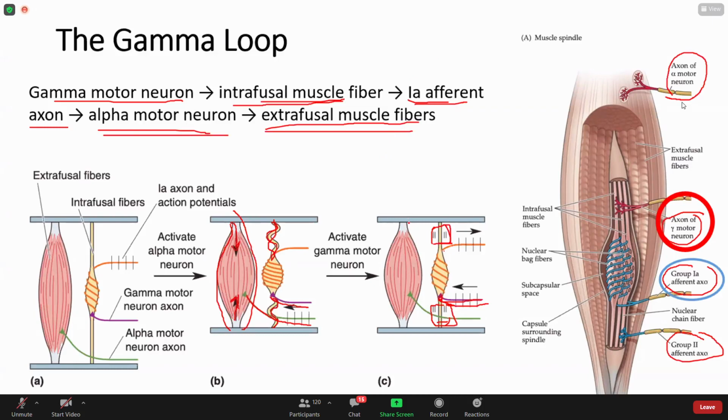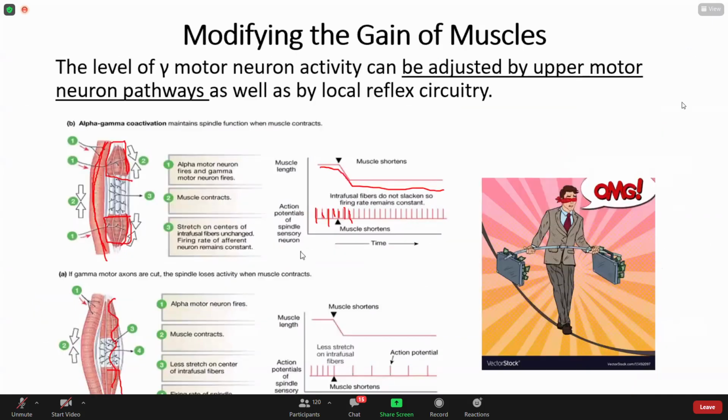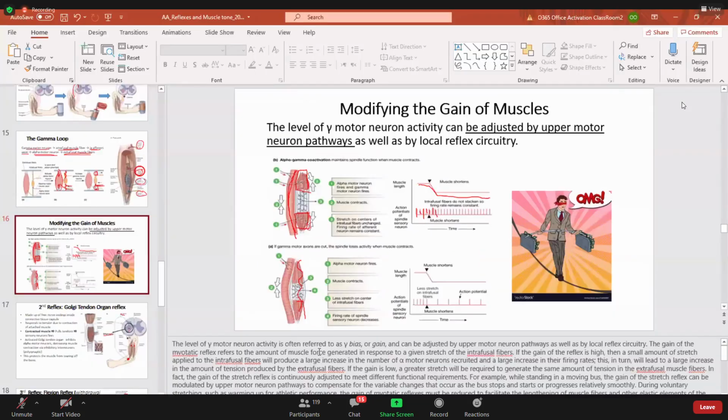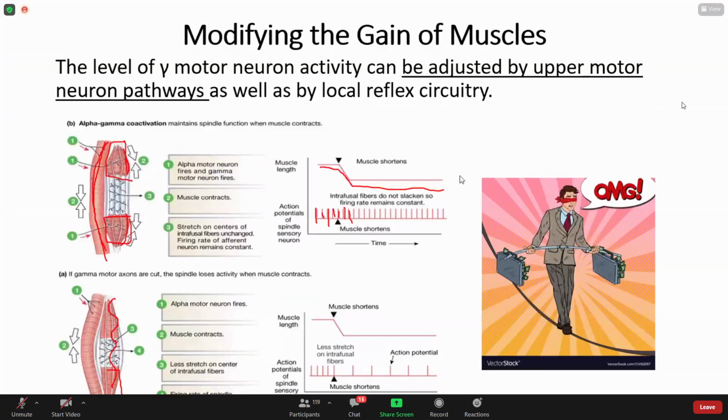Doctor, can you explain slide 16? So it's this slide again. I just explained the gamma loop. This is just showing the same thing and basically highlighting that gamma co-activation with the alpha motor neurons would make the muscles more alert, or the gamma co-activation would make the sensory neurons active.